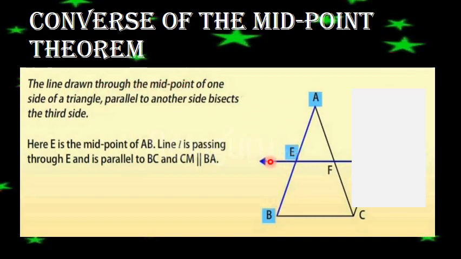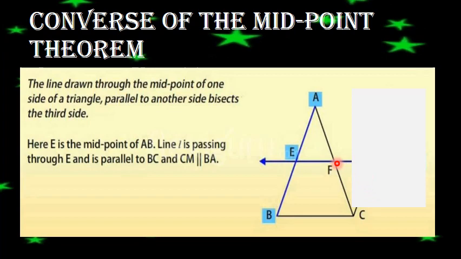So if the line drawn through the midpoint of one side of a triangle is parallel to another side, that is BC, you can see these both are parallel. So if a line is drawn through the midpoint of one side of a triangle in such a way that it is parallel to the second side, then it is going to bisect the third side. That means F will become the midpoint of AC. So what are the two conditions required here to apply converse? So the result of the converse is F is the midpoint of AC.